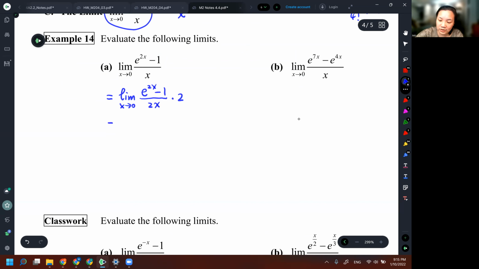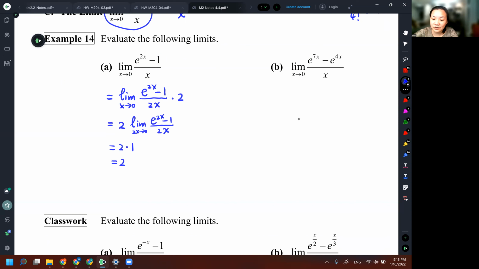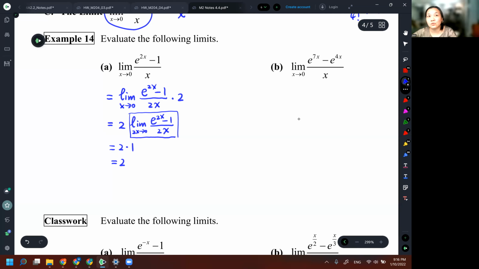Okay, and then you take out 2, and then you have this special limit. But this time it's 2x tends to 0. And this special limit is equal to 1. So you get 2 times 1, that's equal to 2. You see? I used e to the power x minus 1 divided by x is equal to 1. But now my x is not x, my x is 2x. So you don't have to do the polynomial again.